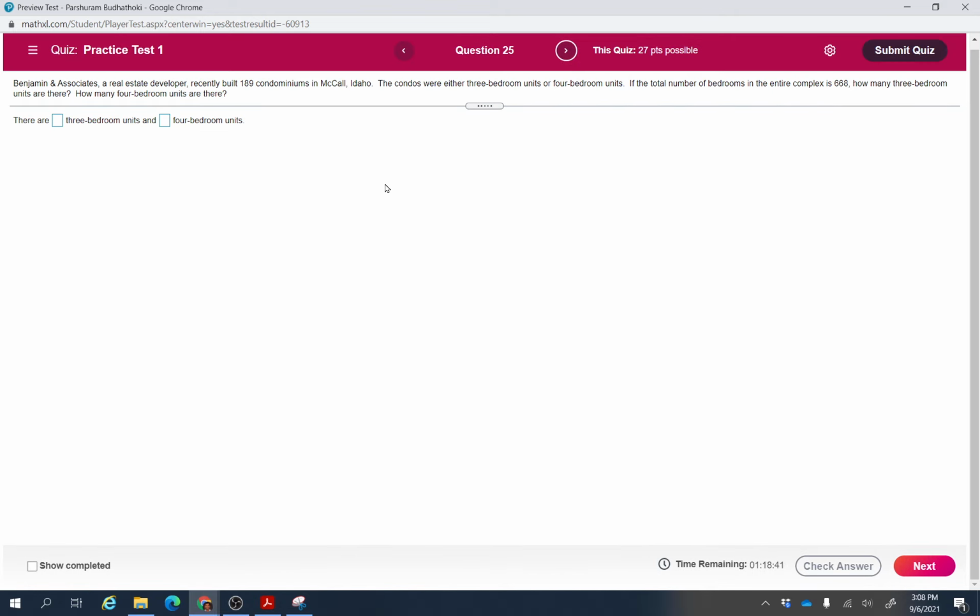Okay, so this is basically a solving system of equations application problem. Let's look at the problem. Benjamin and Associates, a real estate developer, recently built 189 condominiums in McCall, Idaho. The condos were either 3-bedroom units or 4-bedroom units, so there are two different kinds of units, 3 or 4. If the total number of bedrooms in the entire complex is 668, how many 3-bedroom units are there? How many 4-bedroom units are there?